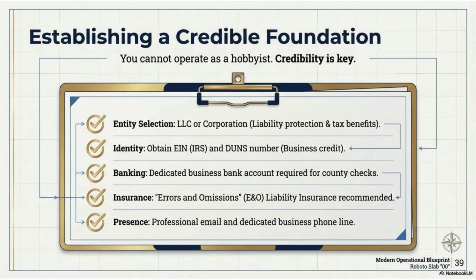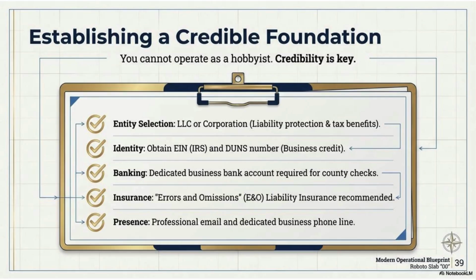Here's the reality. You cannot operate this business as a hobbyist. Credibility is absolutely key to success in this industry. Let me walk you through the 5 foundational elements you must have in place. First, entity selection. Establish an LLC or corporation for liability protection and tax benefits. Second, identity. Obtain your EIN from the IRS and a DUNS number for business credit. Third, banking. Set up a dedicated business bank account. This is required for receiving county checks.